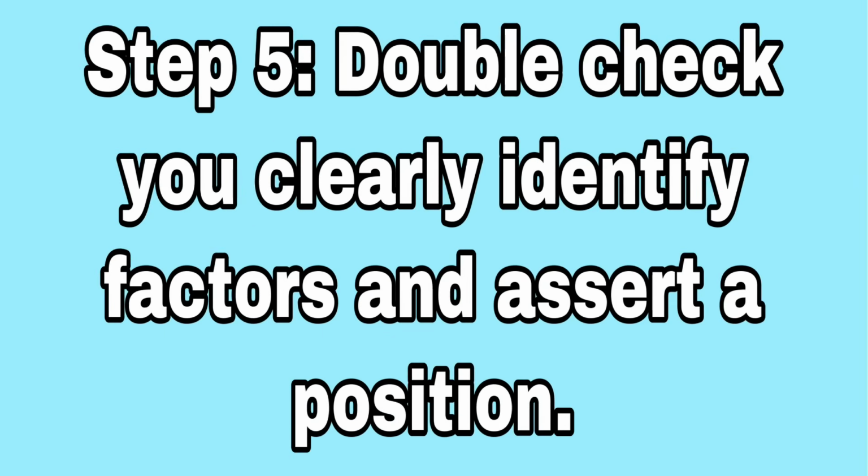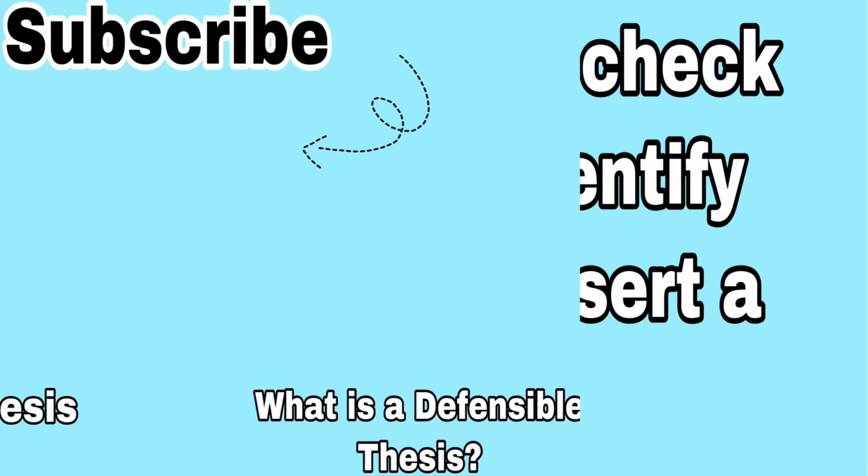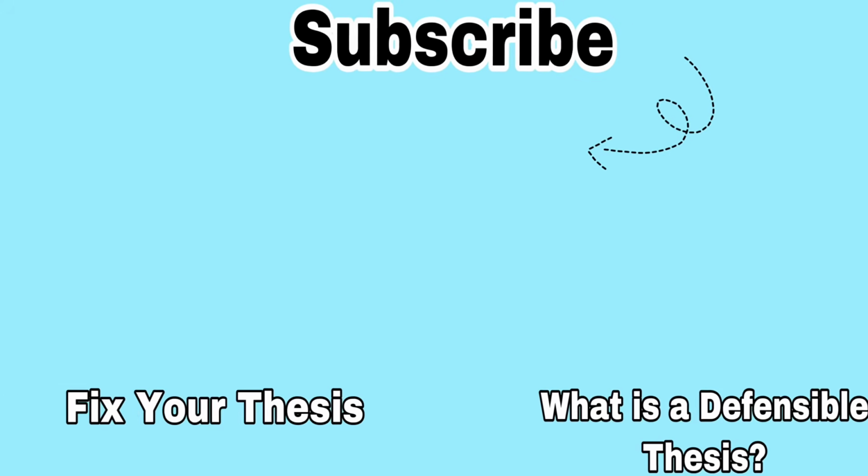And that's what you want to do to create a defensible thesis. The last step is to double check that you clearly identify factors and assert a position. So if you can do those things, then you should have a defensible thesis. Now that you know how to write a defensible counterargument thesis, I hope that you will feel confident in your ability to earn the first of the 6 points available on the new AP Lang rubric.